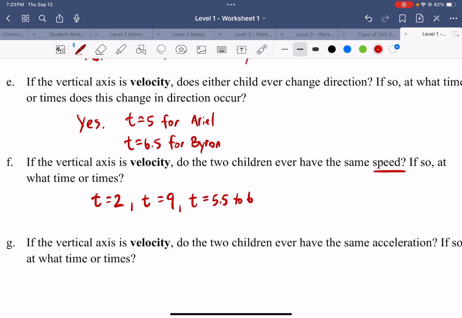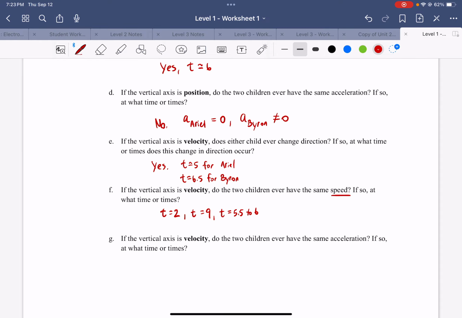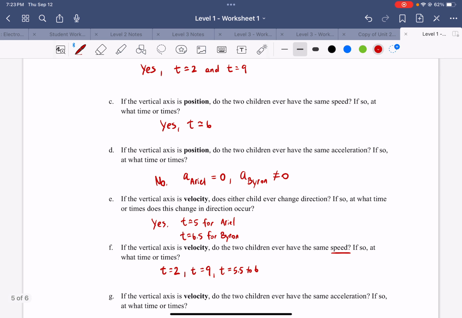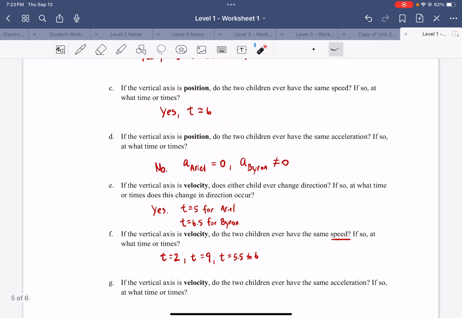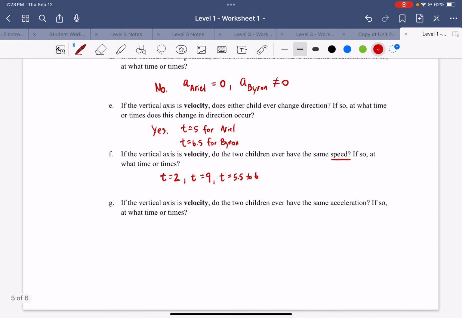All right, and finally, if the vertical axis is velocity, do the two children ever have the same acceleration? So for this one, we know that acceleration is the slope of the velocity graph. So this question is actually analogous to question C. For part C, we were looking for times when the graphs had the same slope. Our answer to this question will actually be the same as our answer to part G. The interpretation is just different. If the graph is velocity, the time when the graphs have the same slope means they have the same acceleration. So answer to this one would be, again, around 6 seconds.